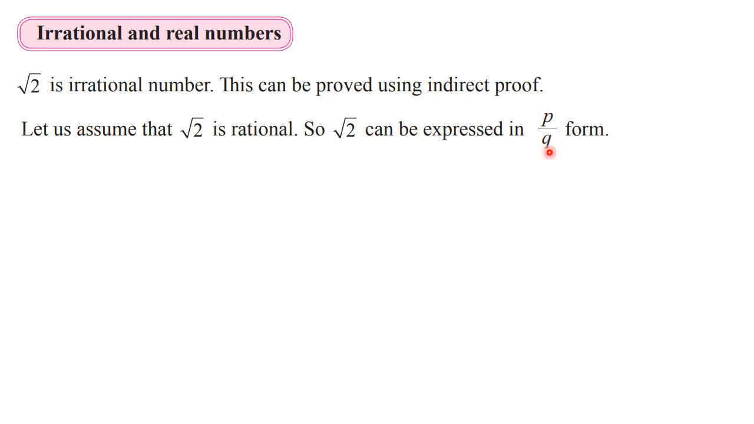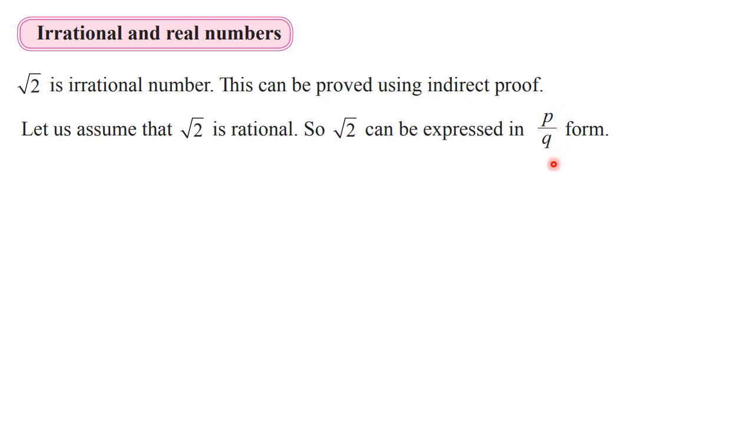Now p upon q is the reduced form. So this means that p and q don't have a common factor other than 1. Take an example. Suppose we have 6 upon 9. So 6 upon 9 is not a reduced form. We can divide 6 and 9 by 3 and then we are going to get 2 and 3. So 2 upon 3 is a rational number where we don't have a common factor other than 1. Okay, so this gives us the reduced form where p and q are co-primes.